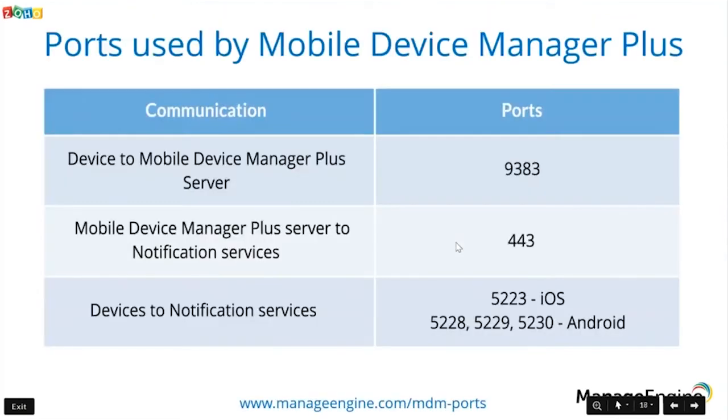Moving on, this is the list of ports used by Mobile Device Manager Plus. For the device to MDMP server, you need to have the 9383 port. For the MDMP server to notification services, you will need the 443 port. And for the devices to the notification services, you have different ports depending on which device you're using. For further information on ports, you can visit this URL: www.manageengine.com/MDM-ports.